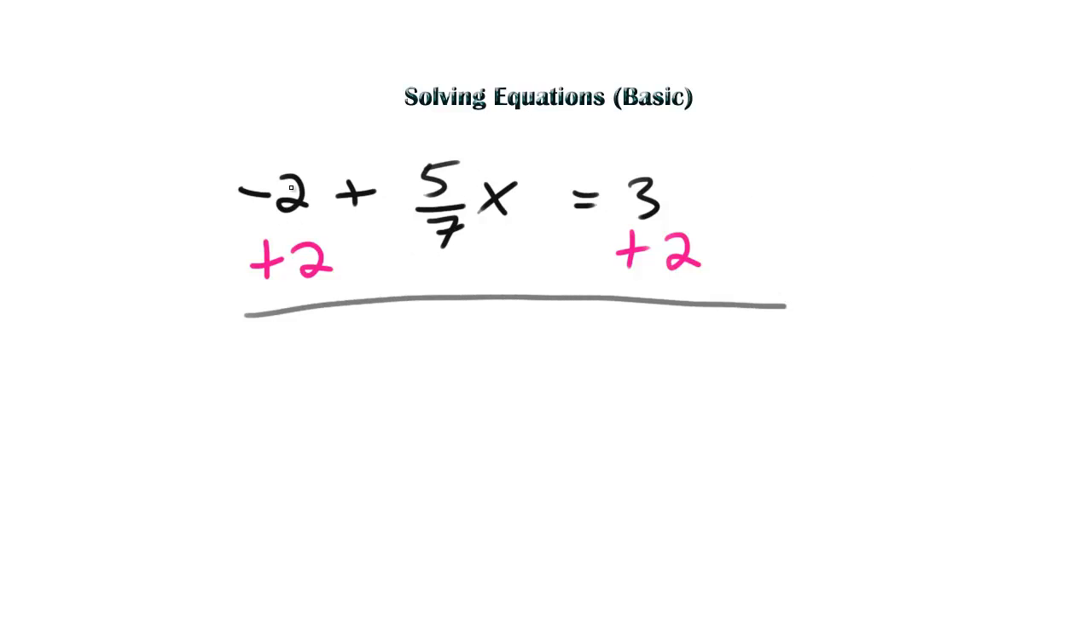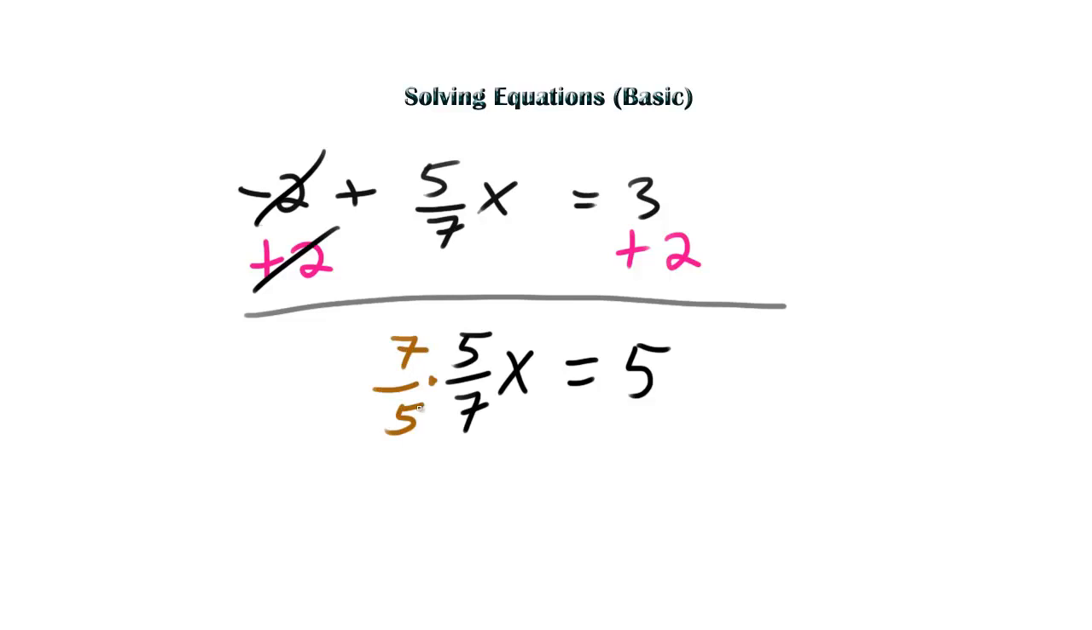and what happens here, right? This -2 and +2 go to 0, right? 5, 7x, we'll just leave it like that. And on the right hand side, it's just 5, right? 3 plus 2 is 5. Okay? So all we have to do now is multiply by the reciprocal of 5, 7. So flip it, right? 7 over 5.